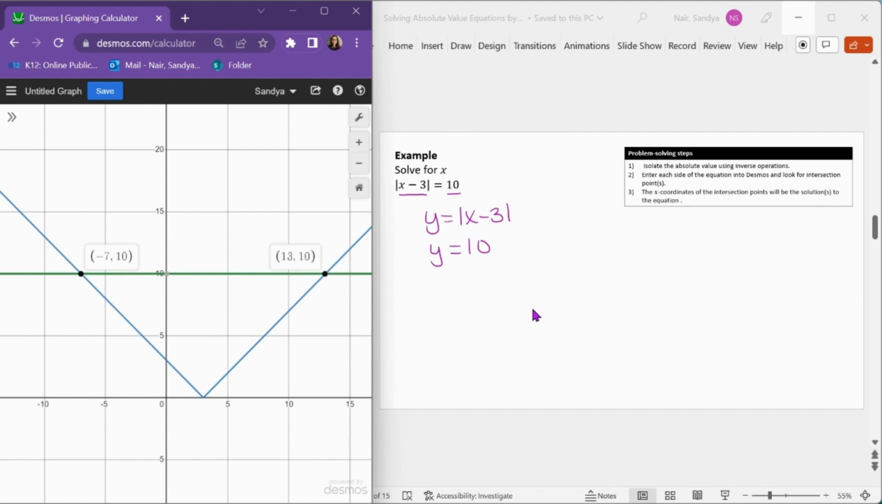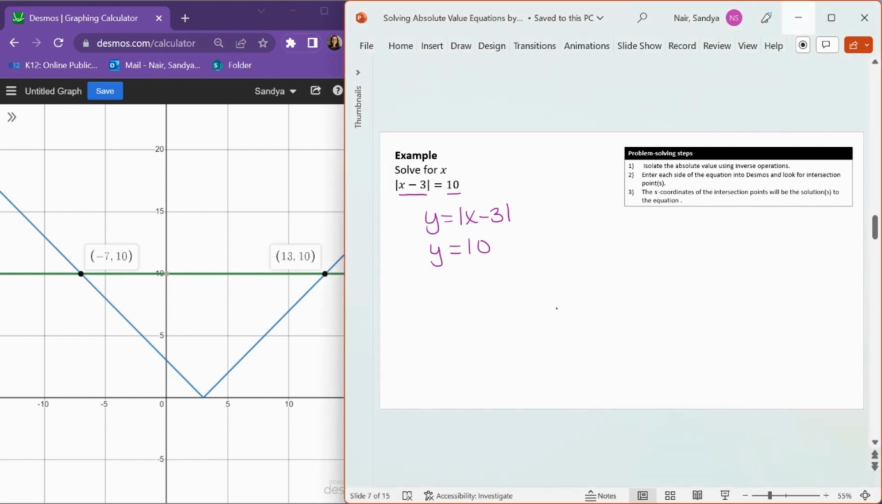And so I have intersections at x equals negative 7 and x equals 13. So those are going to be my two solutions. And remember, you can always check your solutions by plugging them back into the equation.